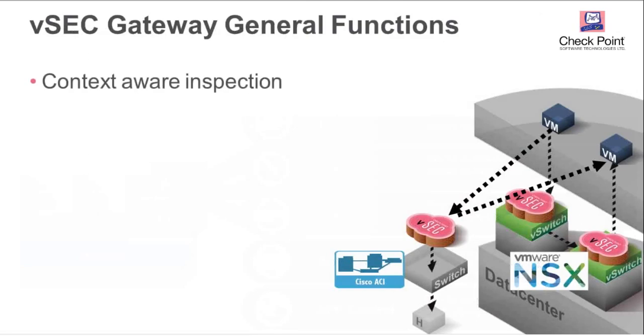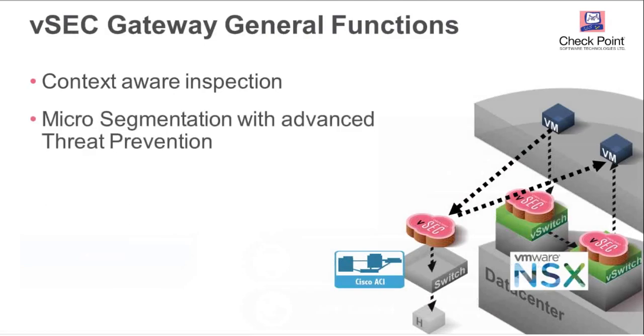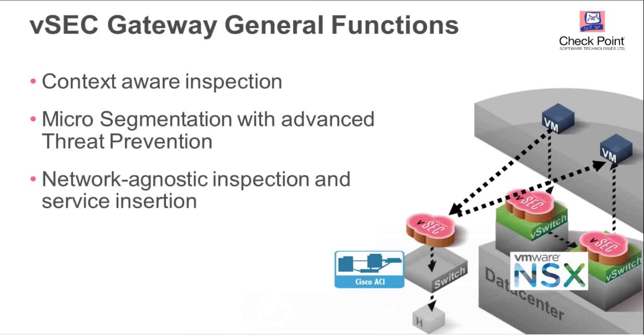The VSEC gateway general function is context-aware inspection. This is understanding the traffic it sees. It also provides micro-segmentation with advanced threat prevention, and also network agnostic inspection and service insertion. For example, it can insert a service that says, if a machine is being infected, let's alert the relevant teams, and let's automatically trigger a quarantine rule and some remediation action.